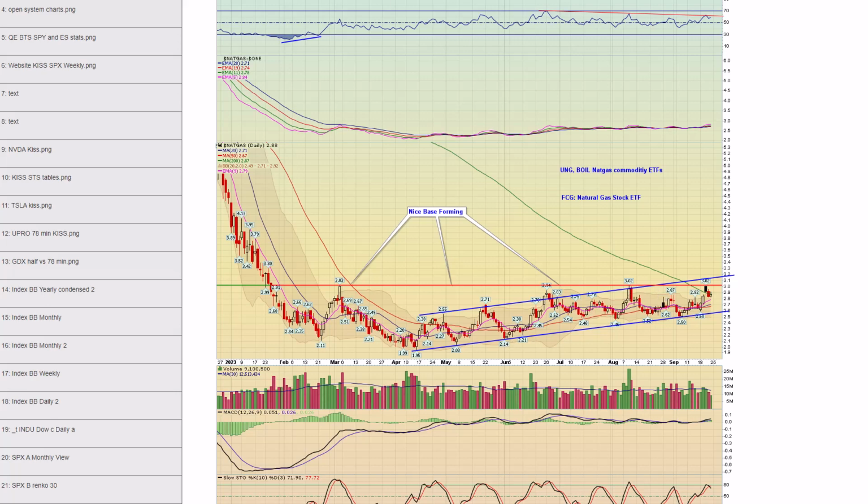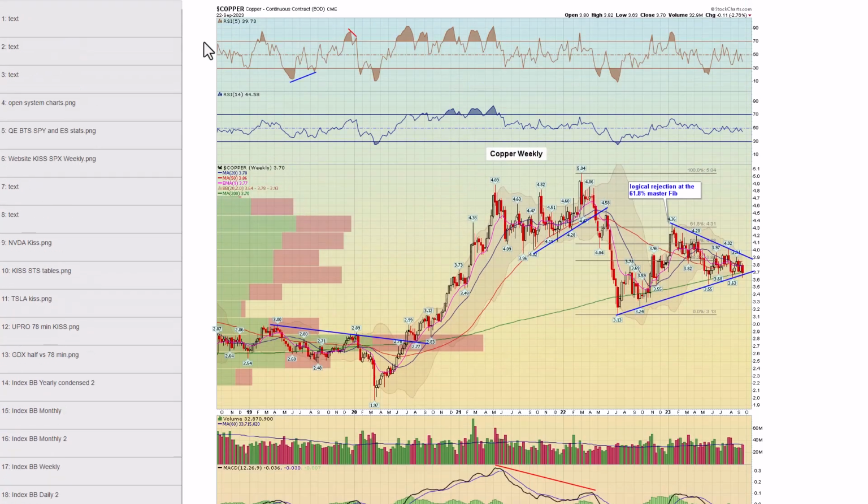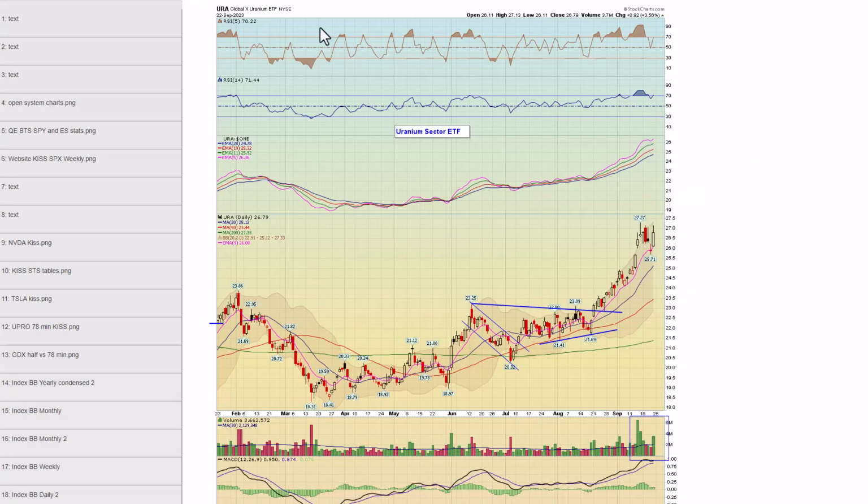Chart 86, copper. This is the weekly chart, down 2 3/4% for the week. Still hanging on to this coil for now, but looks a little precarious. One commodity that's really been strong is uranium, URA. Looks like it's forming a bull flag again. Look at that volume pattern.